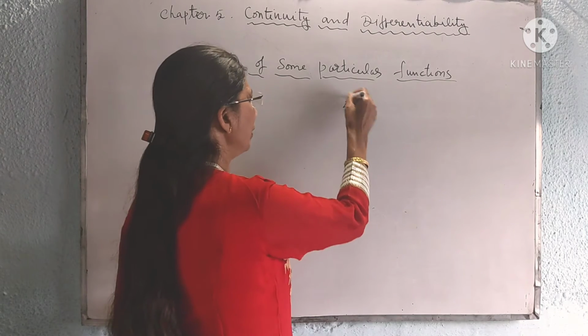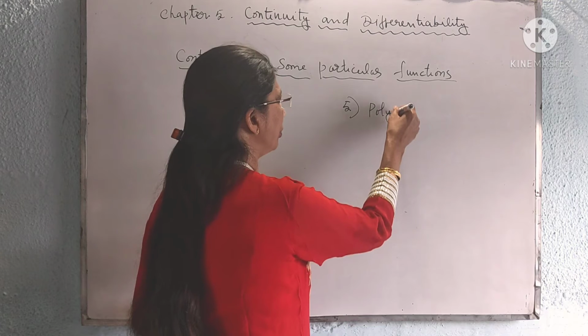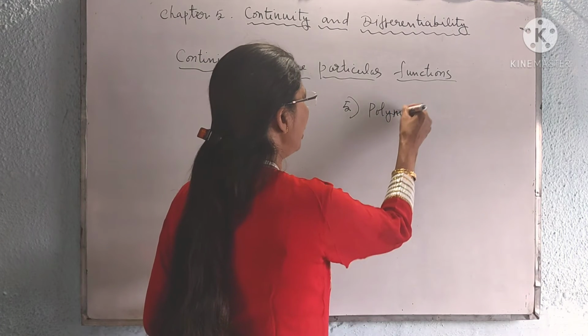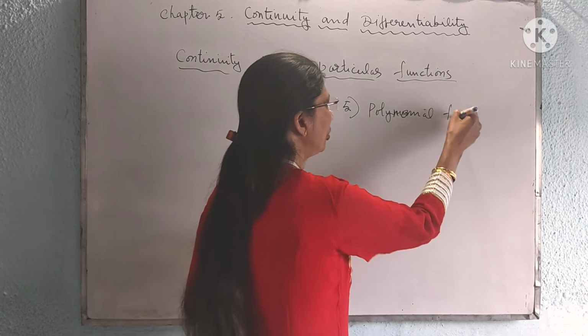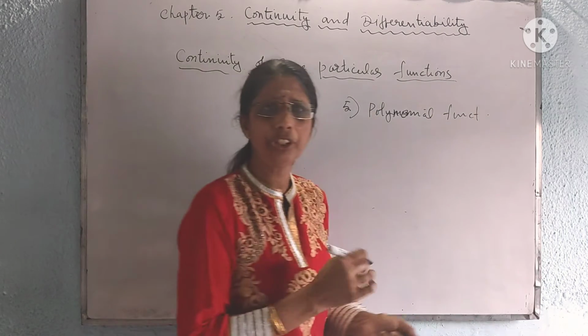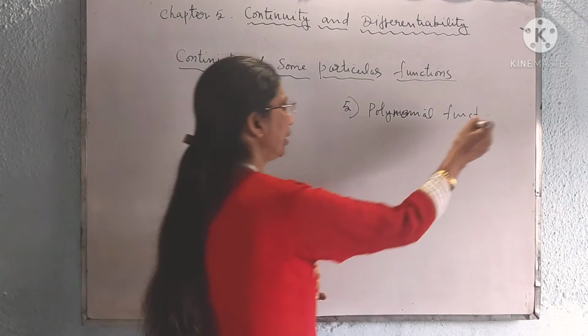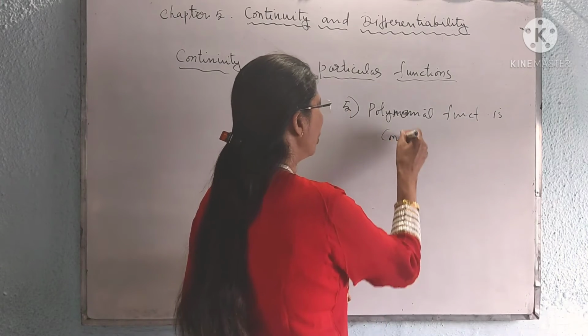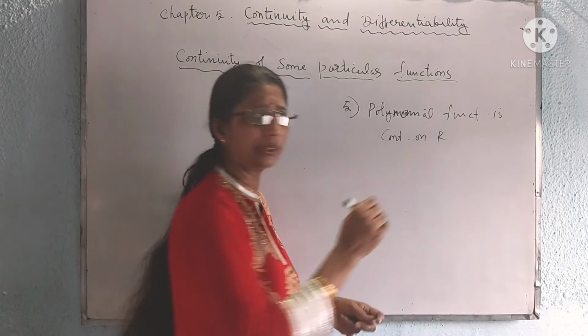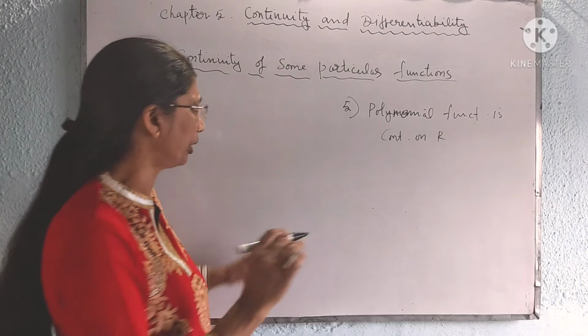Next step, fifth one, polynomial function is continuous. Polynomial function is continuous on all real numbers. Polynomial function, you know already that.